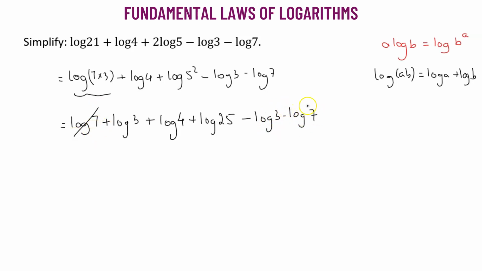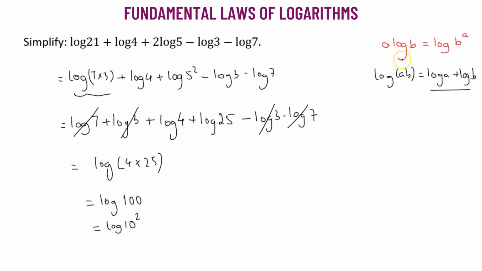So here log 7 and negative log 7, log 3 and negative log 3 go away. Now we are left with log of 4 plus log of 25, which we can apply this property to get log of 4 times 25. The log of 4 times 25 means we have log of 100. 100 means we have log of 10 squared. Using this property, we will get 2 times log of 10.